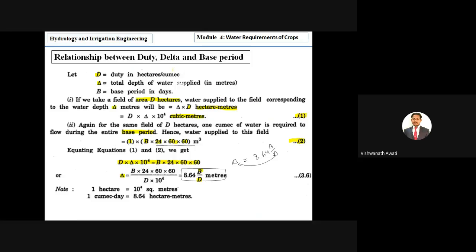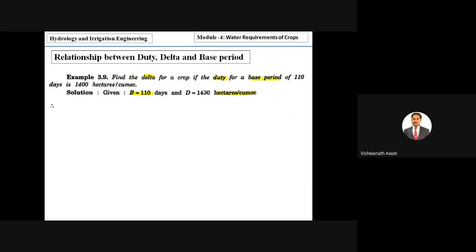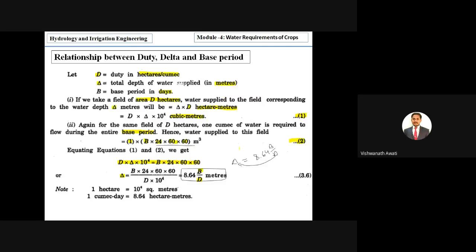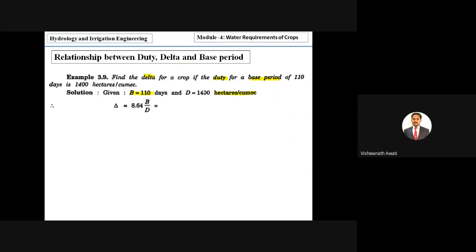If you see this relation, D is in hectares per cumec, delta is required in meters, and base period in days, correct? Here they have given the base period in days and duty in hectares per cumec, so we'll refer to the equation we derived, 3.6. Use the same equation, then substitute the values of B and D. You will get delta of 0.68 meters, and if you convert into centimeters you will get 68 centimeters.